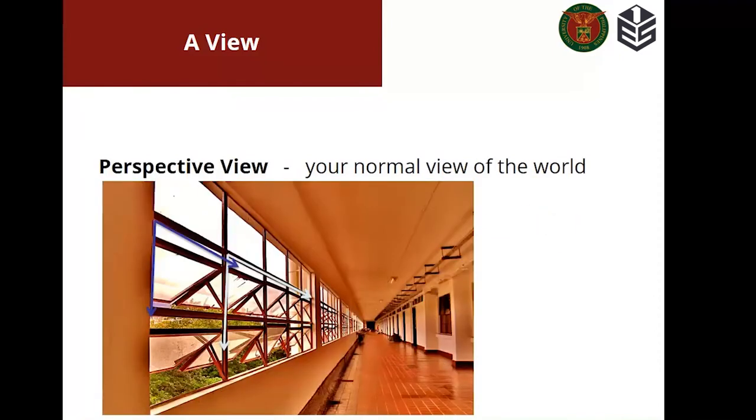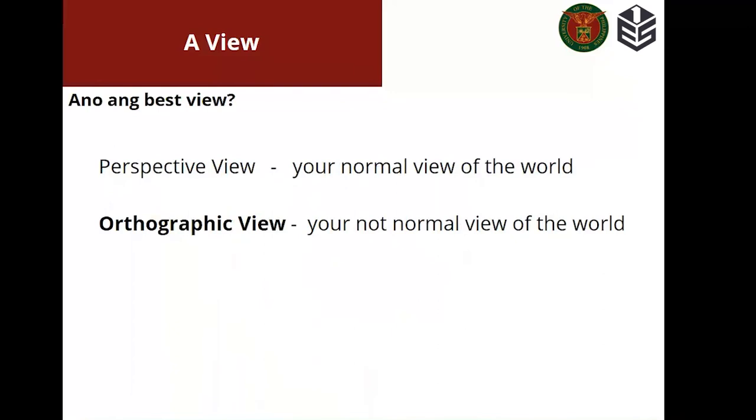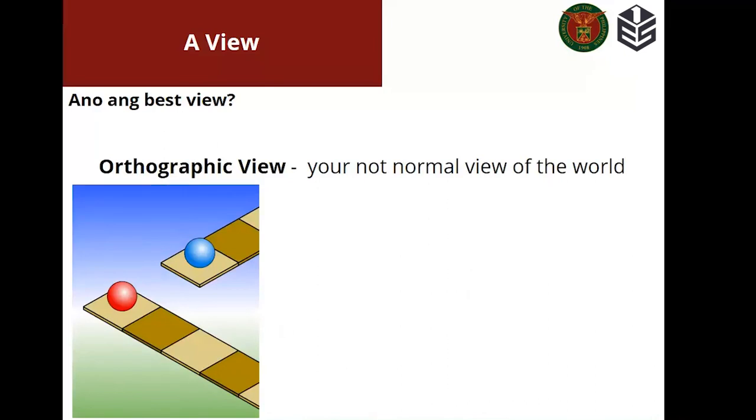Okay. In orthographic view, those vanishing points and those differences in angles vanish, so we will not see any differences in angles. We want to convey the information as accurately as possible. For example, in these two views, we have a red and a blue circle.